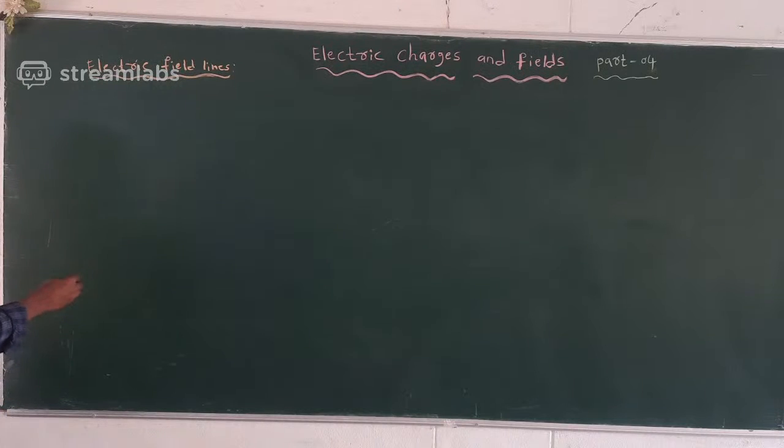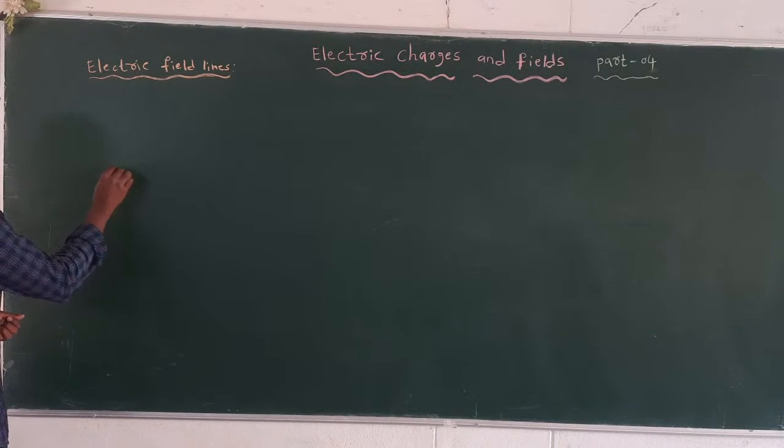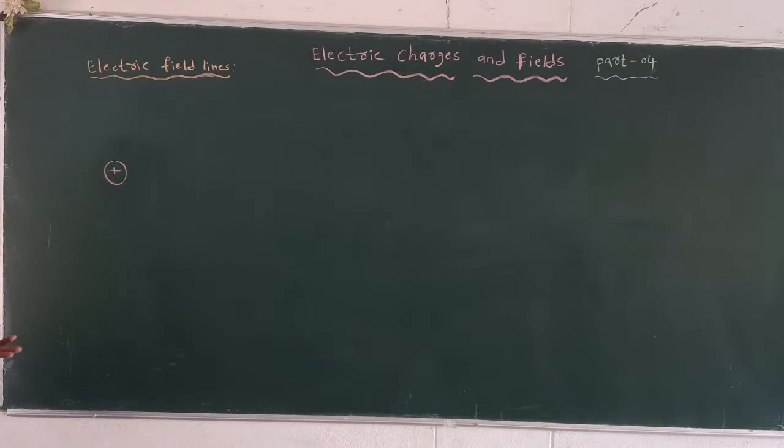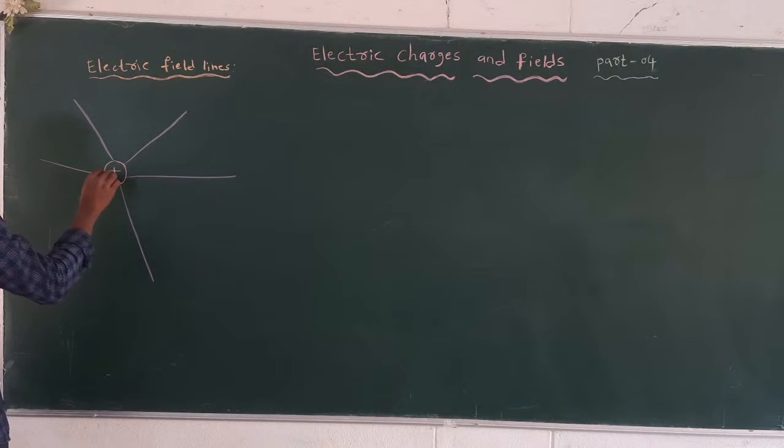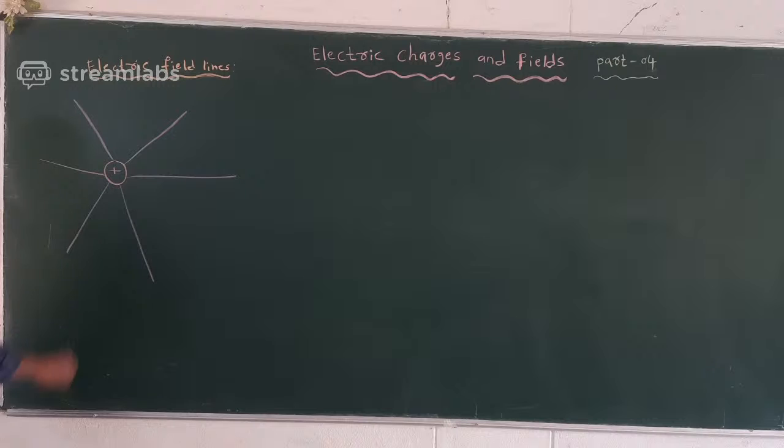The first charge, you can observe very clearly, is a positive charge. So I take the positive charge. This is the field lines of the positive charge. When we observe this positive charge, the field line direction will be outside from the point charge, away from the point charge, away from the positive charge.